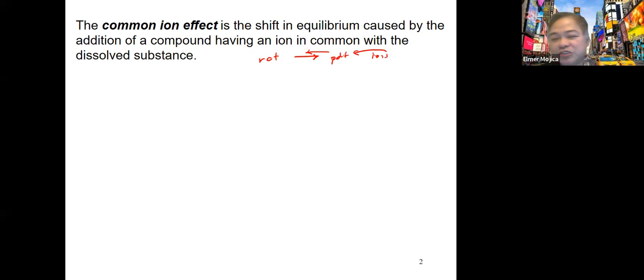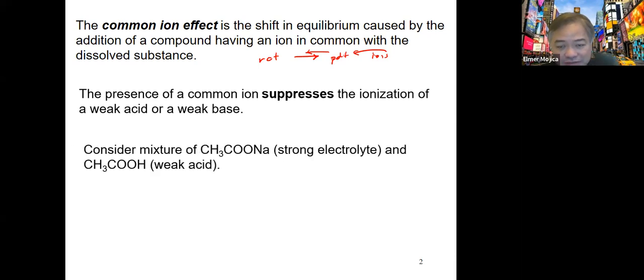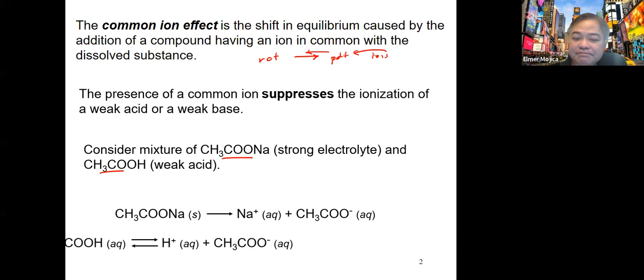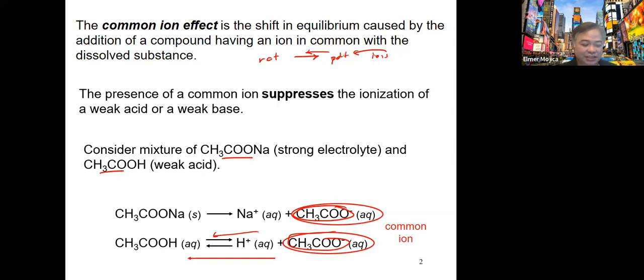Shift in equilibrium caused by addition of compound having an ion in common with the dissolved substance. Now, the presence of a common ion suppresses the ionization of a weak acid or weak base. Okay? And let's say you have a mixture of sodium acetate and acetic acid. So what happened with them? Ano yung common ion sa kanila? Yung acetate. So if you have an acetic acid system, at merong ibang source yung acetate mo, this one will push the reaction backward. Okay? Kasi meron kang presence ng common ion. There's another source of your ion.